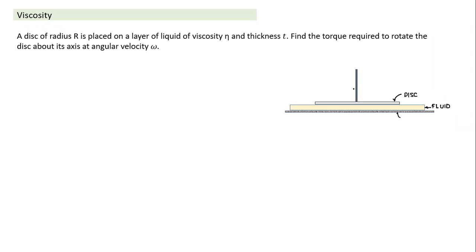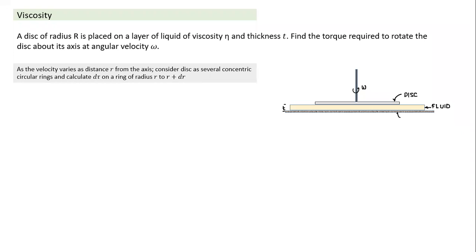There's something which is set into rotation, and when it is set into rotation, if the fluid has viscous property, it has a frictional kind of property, it will offer resistance to the motion of the disk here, and you need a certain torque to keep the disk rotating. So if we want to rotate this disk at angular velocity omega, the thickness of the fluid is T, and this radius is R. What is the torque required? That's what we need to calculate here.